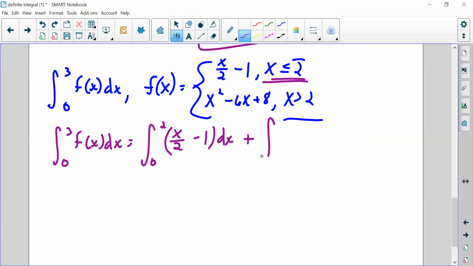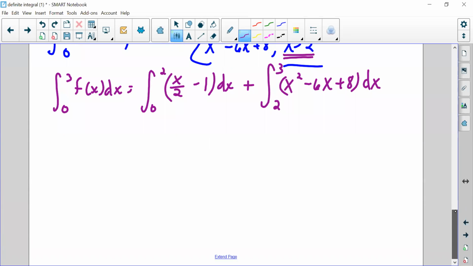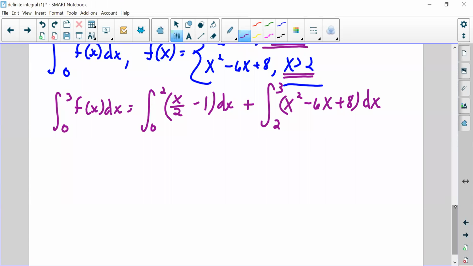Plus the integral from 2 to 3. So I'm using the property that we talked about earlier for our f of x function, but when I'm going from 2 to 3, I'm looking at this bottom equation. So that's going to be x squared minus 6x plus 8. We have to break it up based on how our piecewise function is defined. Can you get 0? Yes, absolutely. Okay, so that's my setup.